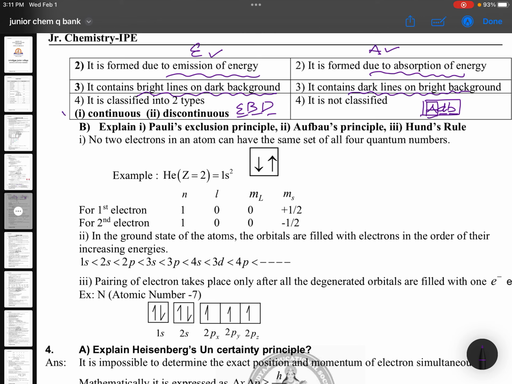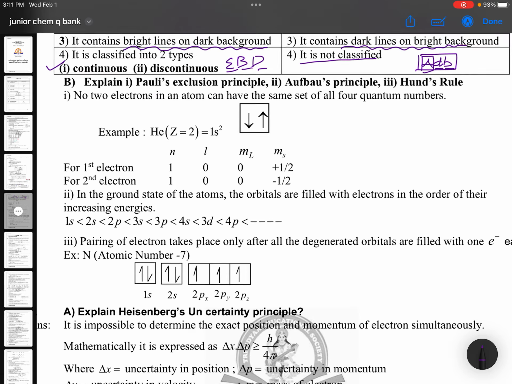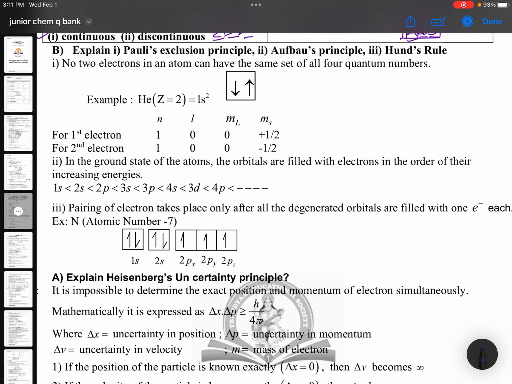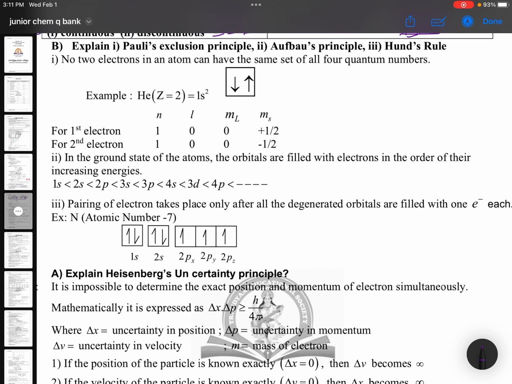And this is classified as continuous and discontinuous. It is not classified. बहुत सिंपल सा क्वेश्चन है, ज़्यादा सोचने की ज़रूरत नहीं इसके बारे में, क्योंकि आने का चांसेस बहुत कम है. The very very less chances are there, but these are very very important.